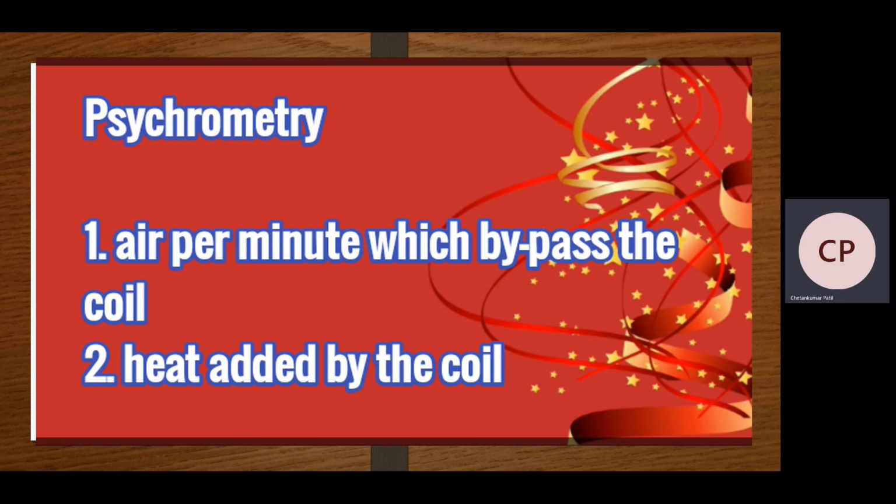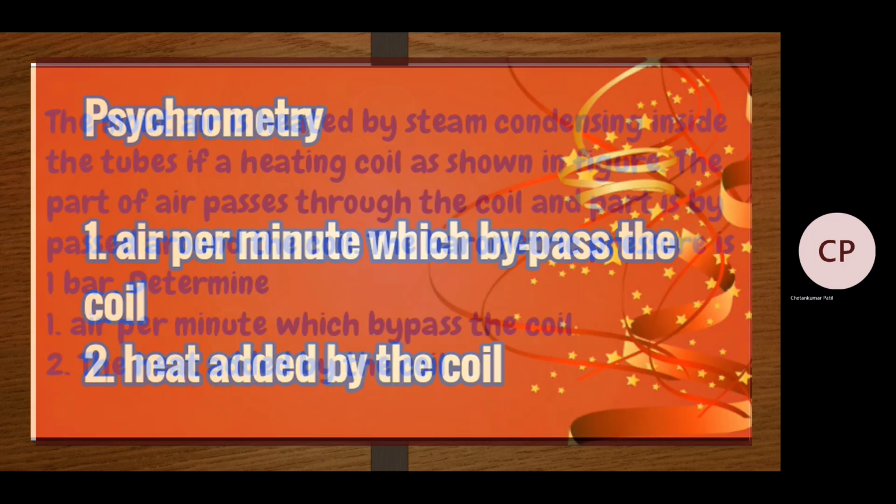Today we are going to solve a problem on bypass factor of heating coil with the help of psychrometric chart. So in this problem we are going to find out what is the air per minute which bypass the coil and heat added by the coil. So first I will read what is the given problem.